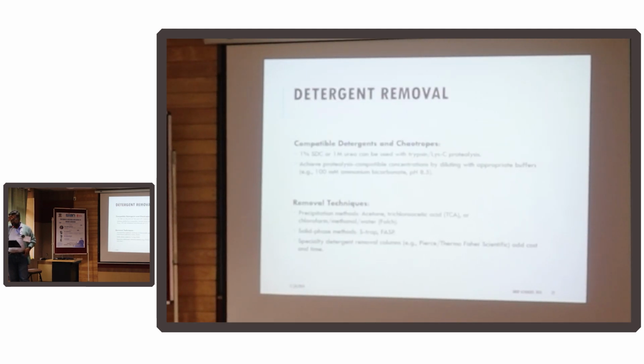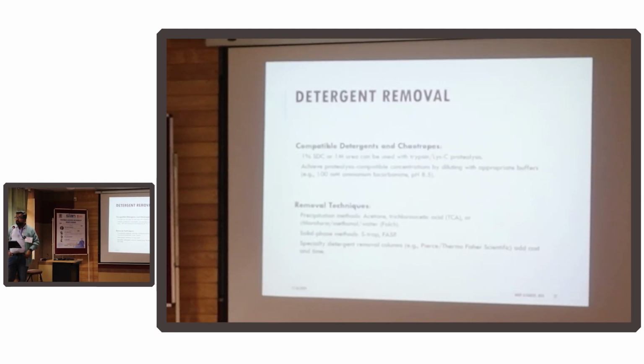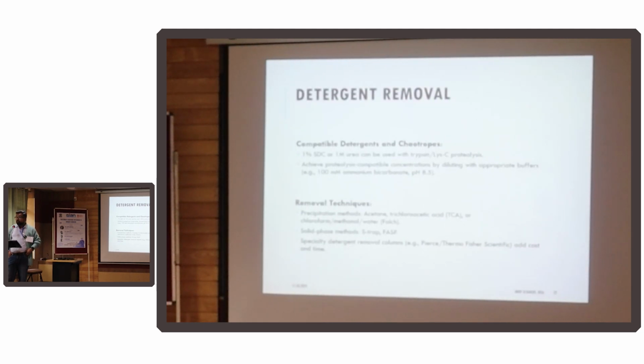So there are some methods by which you can remove the detergents. One is 1% SDC or 1 molar urea can be used with trypsin proteolysis, and you can achieve proteolysis compatible concentration by diluting with appropriate buffers. Like I said, for urea we use 100 millimolar ABC, or ammonium bicarbonate, at pH 8.5. It does two things: reduces the level of urea to 2 molar. Second, keeps the pH at 8.5, which is extremely important when you have to digest with trypsin.